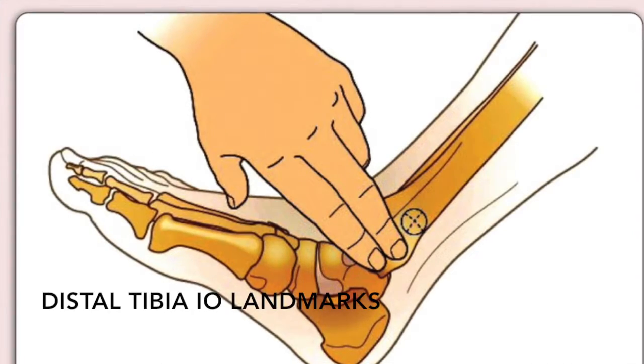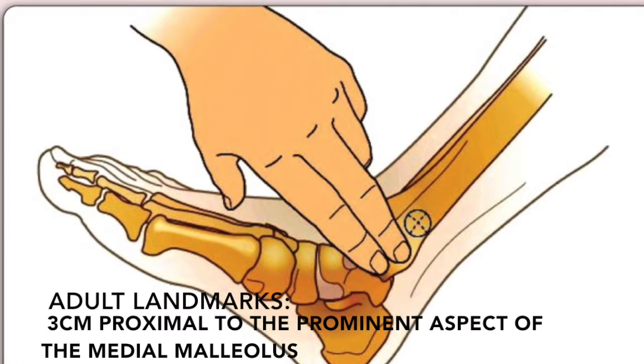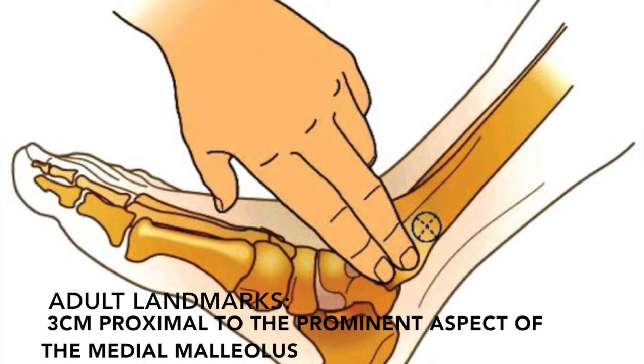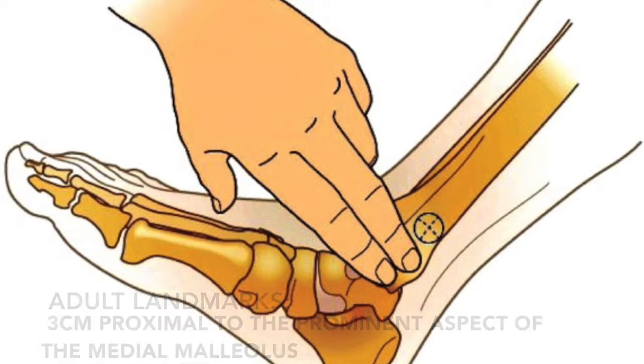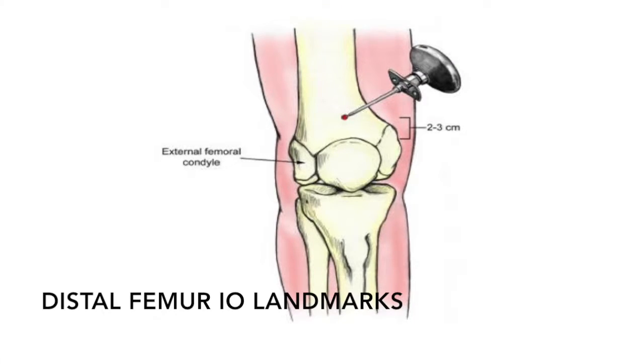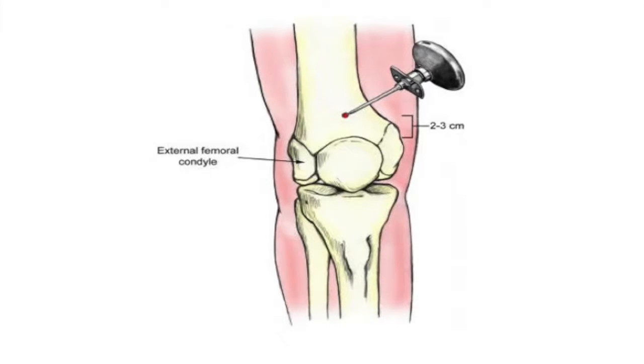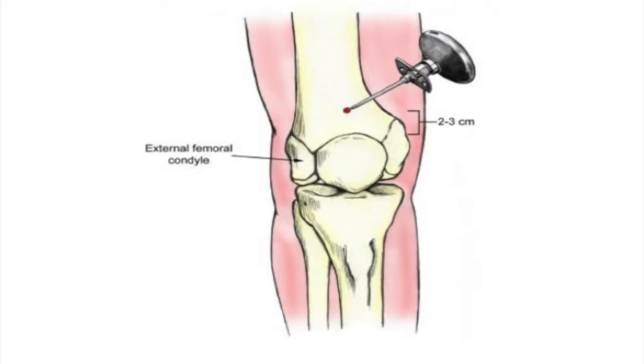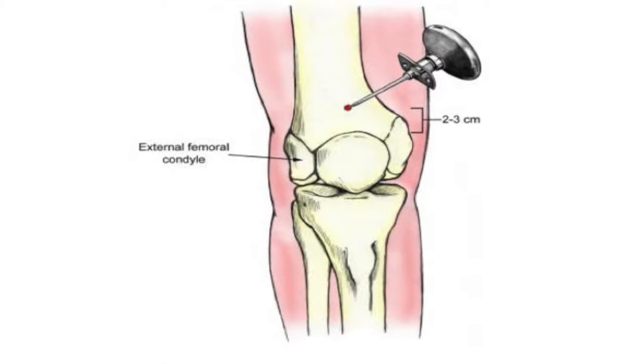For distal tibia insertion, the site is 1 to 2 centimeters proximal to the most prominent aspect of the medial malleolus, palpating the flat part of the tibia bone. For distal femur insertion, secure the leg outstretched to ensure the knee does not bend. The insertion site is 1 centimeter proximal to the superior border of the patella and 1 to 2 centimeters medial to the midline.